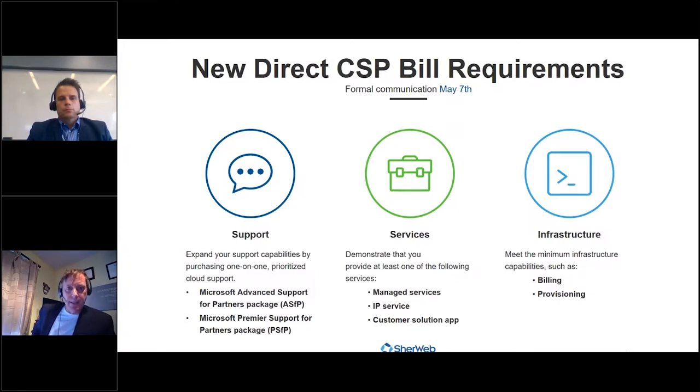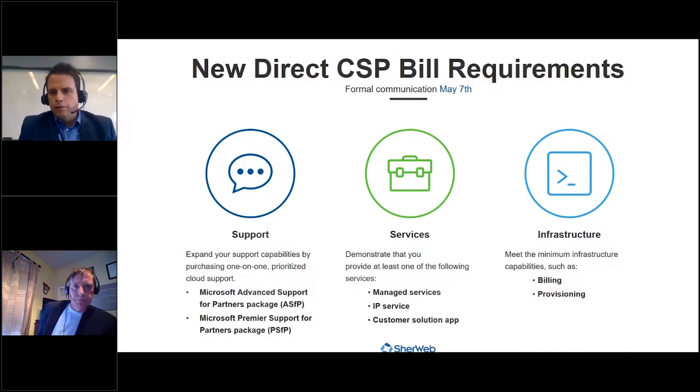The other requirements on the service side have been in place from the early days of CSP, but we don't want CSP to be just a resale vehicle. It's a program that was built around enabling partner business, and those are mostly around managed services and IP, so your intellectual property, and also customer solution applications that you may have in your environment. On the infrastructure side, we expect partners to be able to bill. Monthly billing is really at the center of the program, and obviously being able to do the provisioning. That's in a nutshell what we're announcing in terms of the changes.